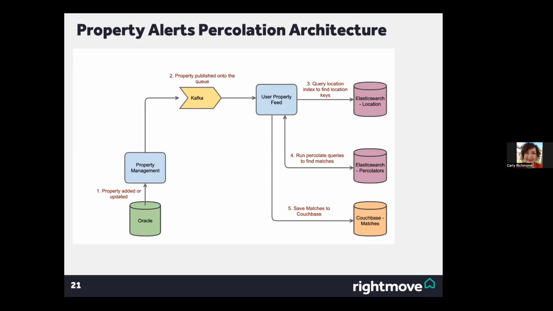So if it finds a match, then it goes back to user property feed. The property feed creates a document in Couchbase with the user details and what is the saved search ID for that user, which is then picked up by another microservice to actually send an alert.